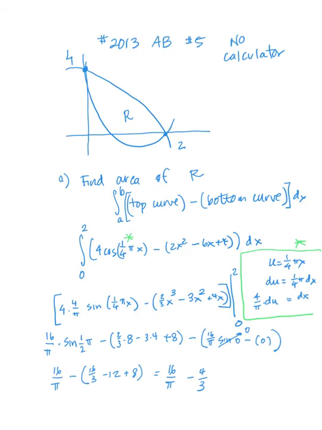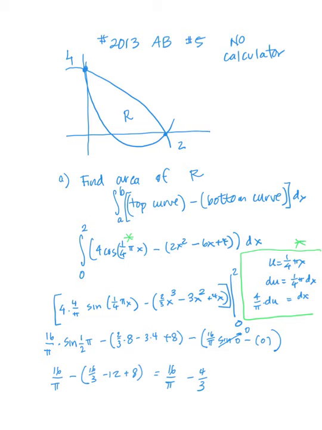All right, question 5 on AB. And again, even though the volume and area are not included on the AB exam, they could be included on the BC exam. So we have this region R defined by 2 curves, both F and G. And so the area of R is going to be the top curve minus the bottom curve from its upper and lower bounds. All right, this is a non-calculator problem.